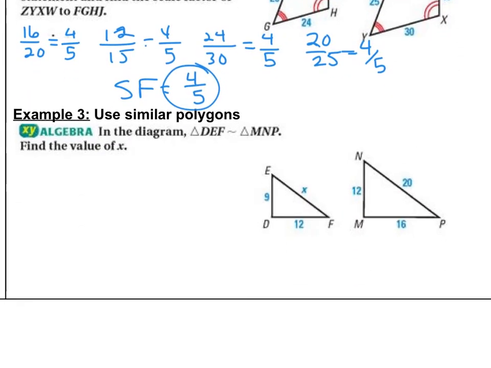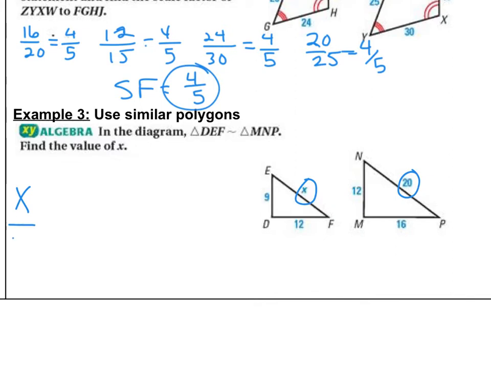Okay, let's use the scale factor. When we know a scale factor, or basically if we know something is similar, we know that their sides are proportional. So that means we can set up a proportion to determine anything that is missing. In this case, we are missing the value of x right here, which corresponds to this side here.